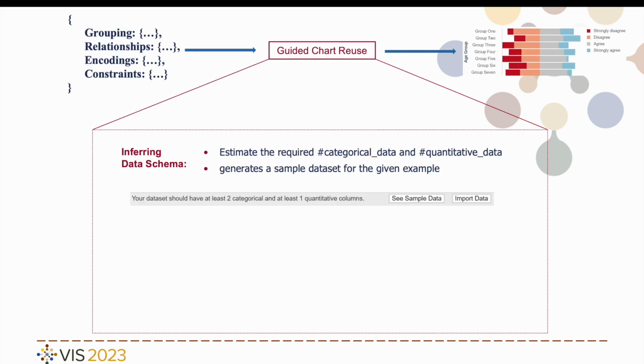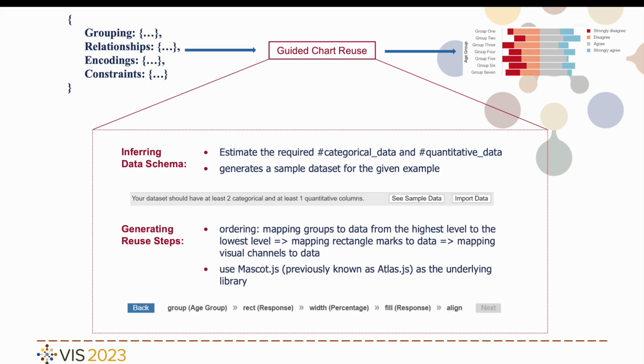To prepare the reuse UI, Mystique first estimates the required number of nominal and quantitative data attributes based on the GREC decomposition results, then generates a sample dataset for the user to inspect. Then, Mystique follows generally the ordering of groups, marks, then encodings to generate the reuse steps in the UI, and uses Mascot.js as the backend engine to update the editing visualization in real time.